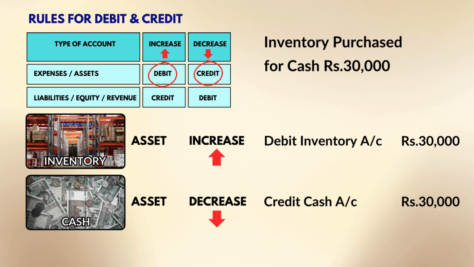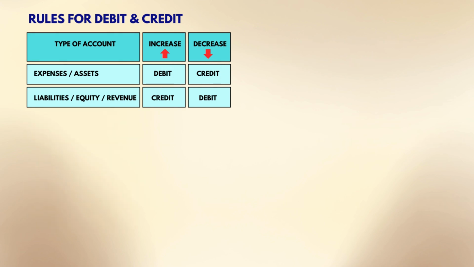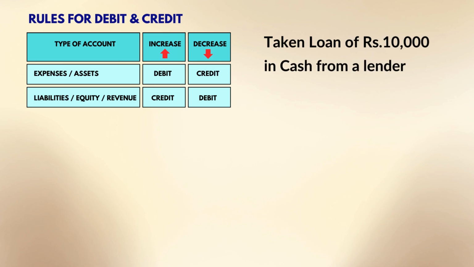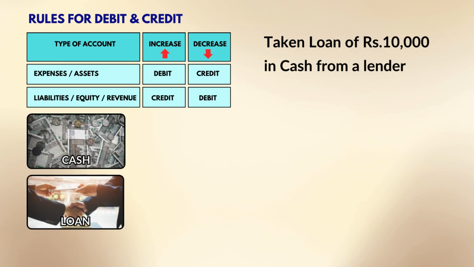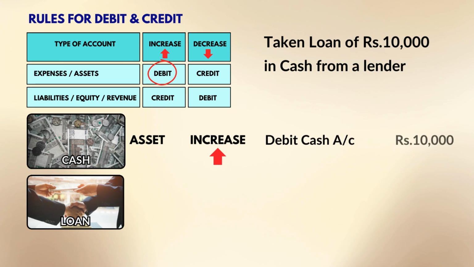For the next example, let's consider a transaction: taken loan of rupees 10,000 in cash from a lender. In this transaction, two accounts are affected. One is cash and the second is loan account. Since cash is received against loan, there will be an increase in the company's cash balance, which is an asset. As per the rule, we need to debit an asset account if there is an increase. Thus, cash account will be debited by rupees 10,000.